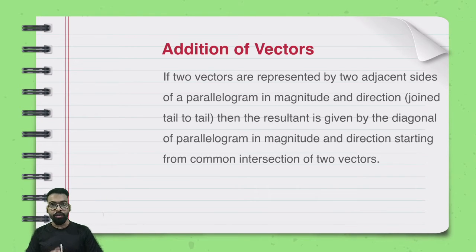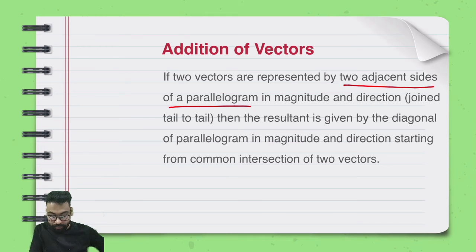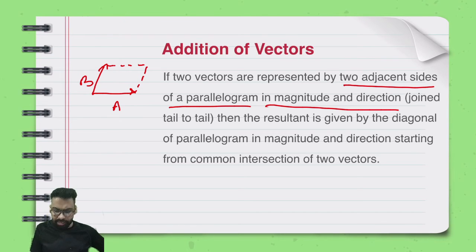That is where polygon law comes. Probably talk about that later. But if two vectors A and B are represented by two adjacent sides of a parallelogram, if this was A, if this was B, such that this is our parallelogram, you can say in magnitude and direction, these are joined tail to tail. This is the common tail. We just saw this a little while back.